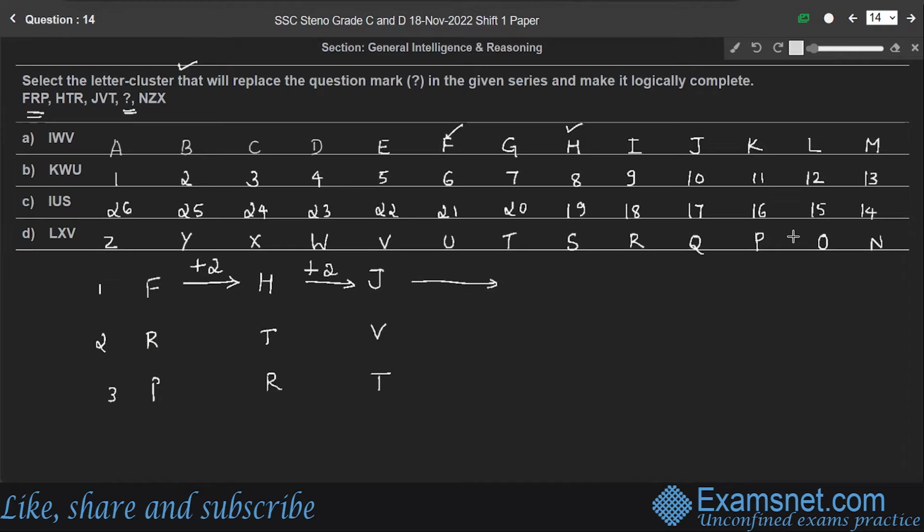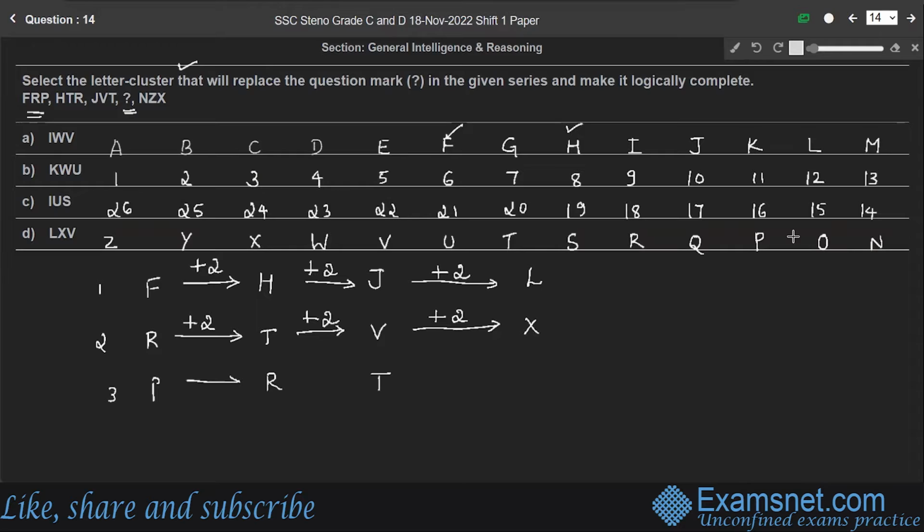Therefore, the first letter of the missing cluster is J plus 2, which is 12, which is L, right? So considering all second letters, R is 18, T is 20, therefore R plus 2 is T. And V is 22, T plus 2 is V. To get the second letter of the missing cluster, we have to add 2 to V. So V plus 2 is 24, which is X.